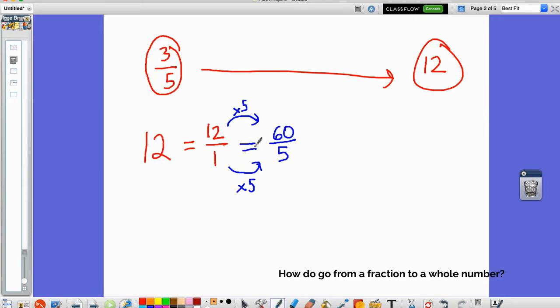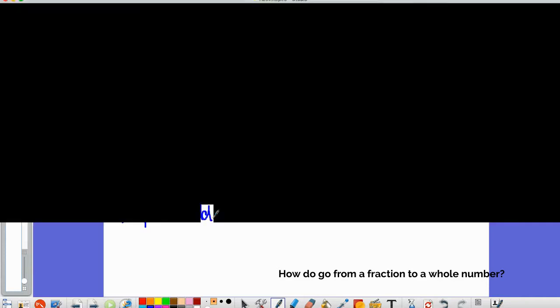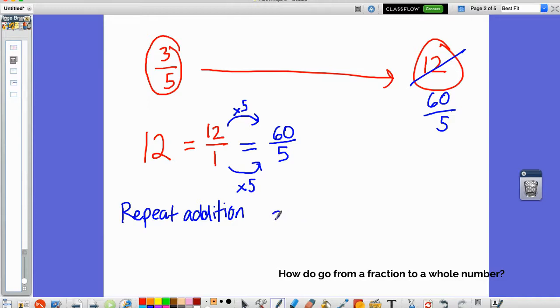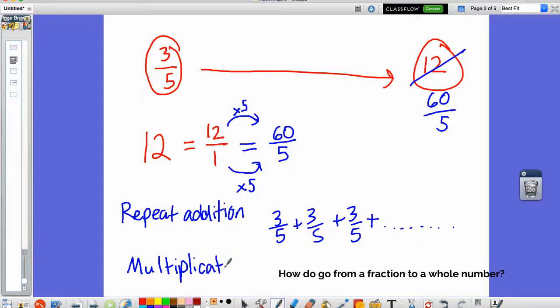So now what do we know? We know that 12 is the same thing as 60 over 5. So if you wanted to do repeated addition, you could keep on adding 3/5 and 3/5 and 3/5 and 3/5 until you get to 60/5. You could keep on doing repeated addition, and that hopefully will get you there. But if you wanted to go a faster way, perhaps multiplication might be faster for you.